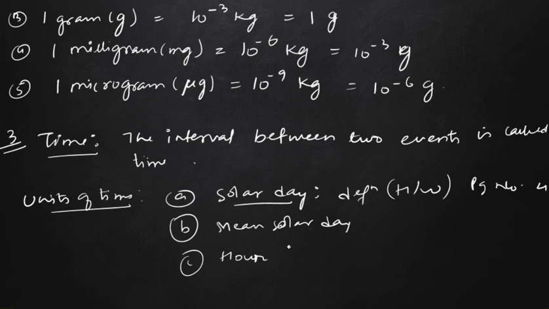Then we have year. It is the time in which the earth completes one complete revolution around the sun. If the earth completes one revolution around the sun, then that time is known as our 1 year. And decade. A decade is 10 years of time. After 10 years, it is said to be one decade. Then millennium or century. First we will discuss the century. A century is 100 years of time. So if 100 years pass, we say it is 1 century. And for 1000 years, we say it is a millennium.